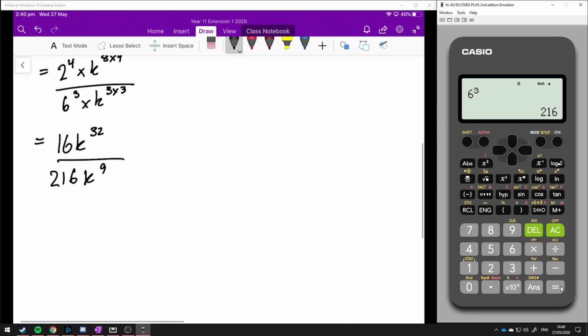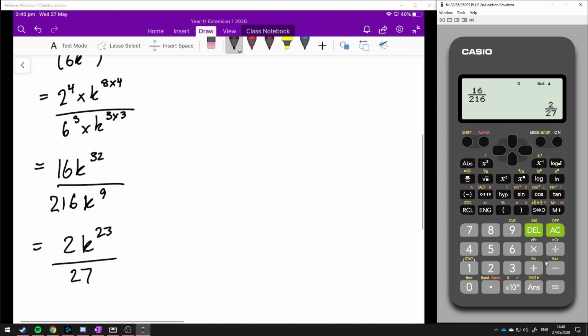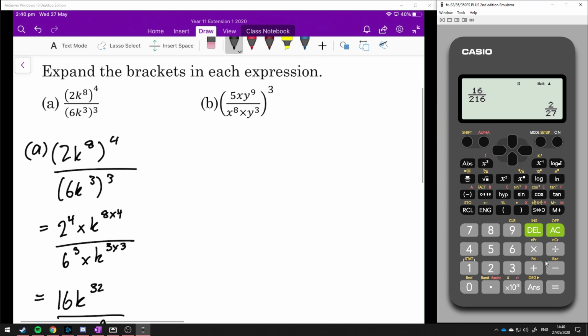Now, we're not actually done with this one yet. We can continue making it smaller. So we can find the highest common factor. I can just put my fraction straight in, 16 over 216, see what it simplifies to. So it's 2 lots of k to the power of something over 27. Now I know that k is going to be on top because we've got 32 on the top and only 9 on the bottom. 32 minus 9 is 23. So it's going to be 2k to the 23 over 27. That's our final answer.